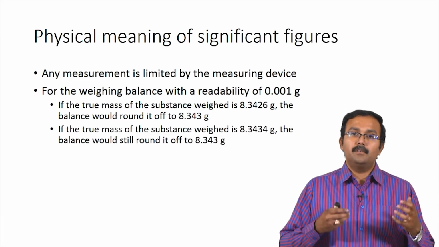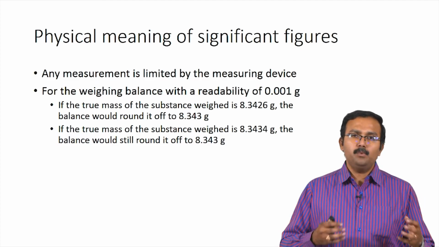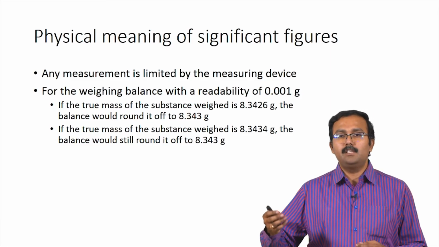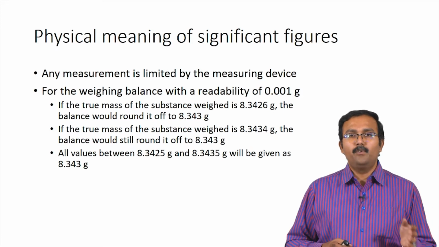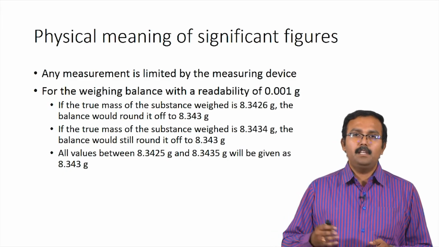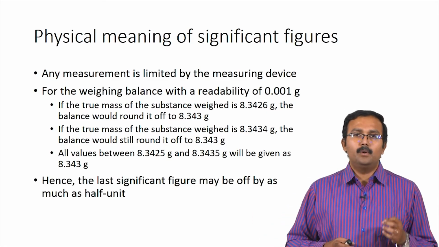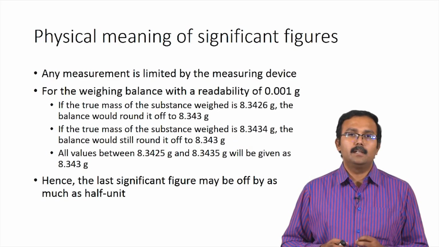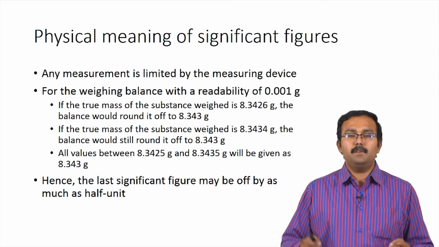Similarly, if the mass of the weighed substance is actually 8.3434 grams, the balance would still read it as 8.343 grams. It cannot account for the last 0.0004 grams. What this means is any value between 8.3425 and 8.3435 will be represented as 8.343 by the balance which has a readability of 0.001 grams. So, the last significant digit which you have can actually be off by as much as half a unit. This has a lot of physical significance, and that is why you need to ensure you follow the number of significant figures which are present.